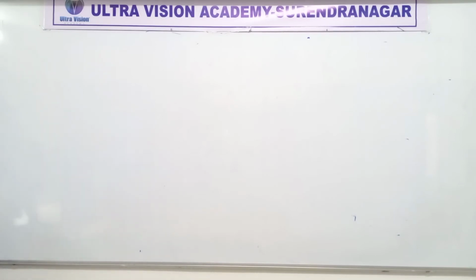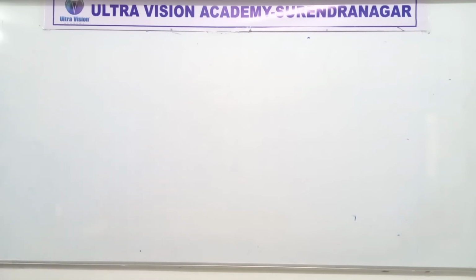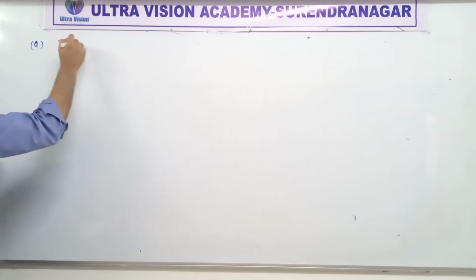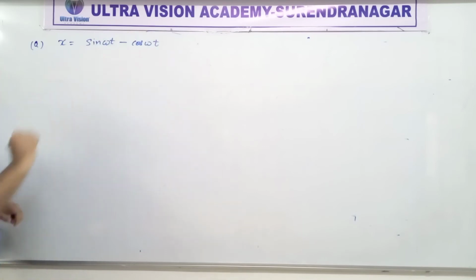Okay, so here we have the question. Which of the following functions of time represent A. simple harmonic motion and B. periodic but not simple harmonic motion, and give period for each case? Okay, so let's solve A first of all. We are given x equal to sine omega t minus cos omega t, right? So that's what we have to consider.